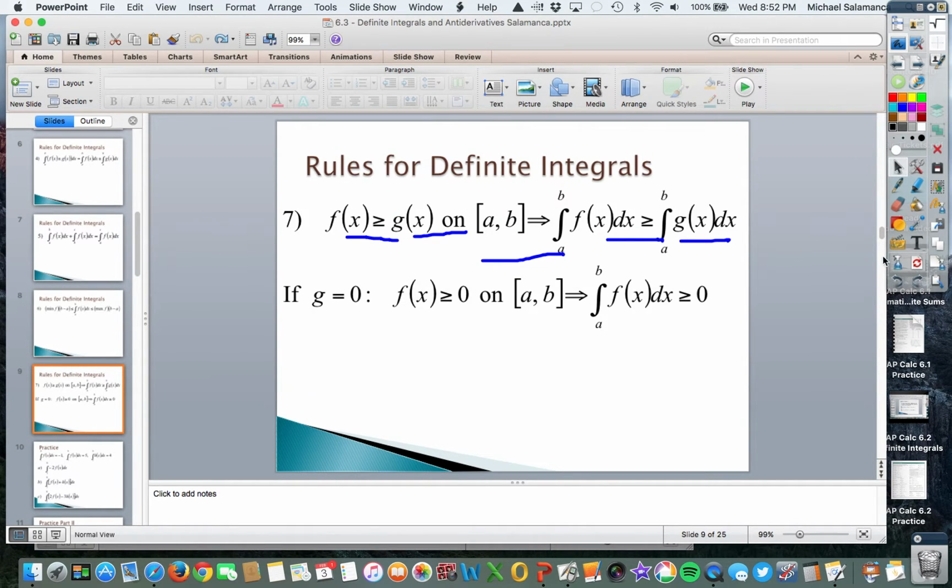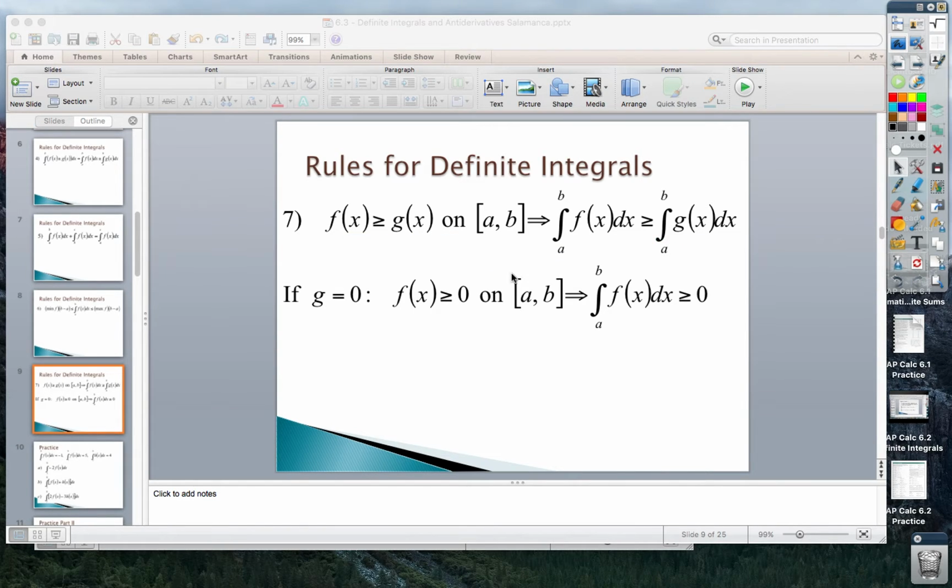Looking at 7. Here we say that we have a function f of x that's greater than or equal to g of x for every value on the closed interval a to b. So if f of x is always greater than g of x on that closed interval from a to b, then it's saying that the integral from a to b of f of x is greater than that of g of x.